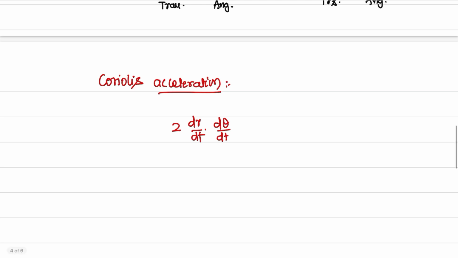gives rise to, into theta cap, is the Coriolis effect.